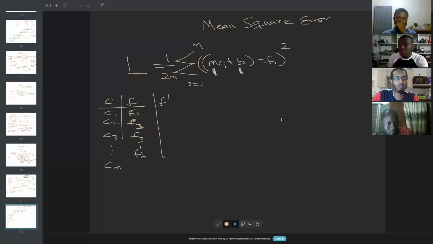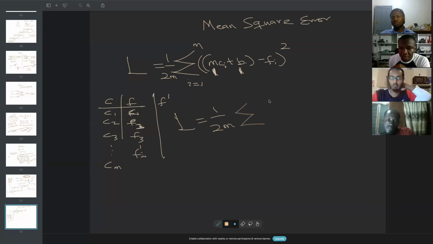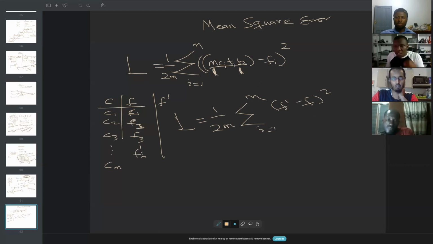I'm not going to prove it, but because of the square here, first of all, who knows why we are squaring it? I can write this formula this way too. My loss is equal to 1 over 2m, sigma i equals 1 to m, (f prime minus f) squared, because f prime is equal to this guy. That is the estimate. So the model gives its estimate. It looks at the actual value, but why are we squaring it here?